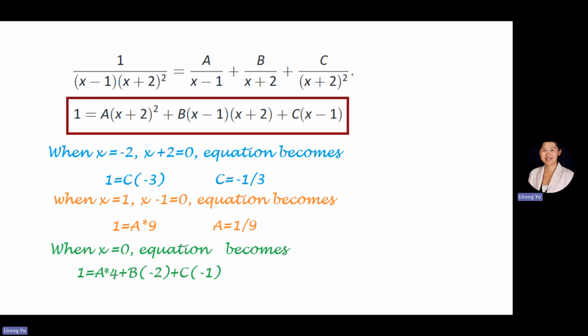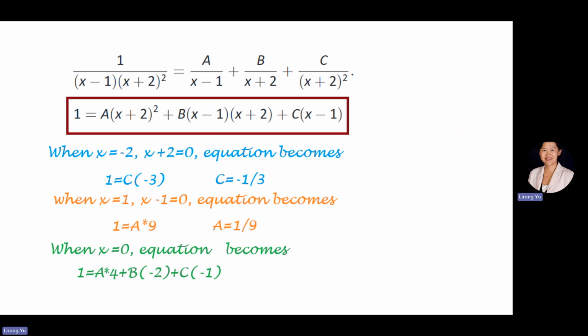So for example, in the equation, a 0 plus 2 is 2. 2 squared is 4. So 8 times 4. And a 0 minus 1 is -1. 0 plus 2 is 2, so that's -2. So we count -2. 0 minus 1 is -1, so c counts -1. So if x equal to 0, the equation becomes this.